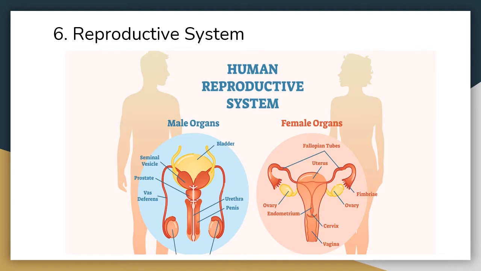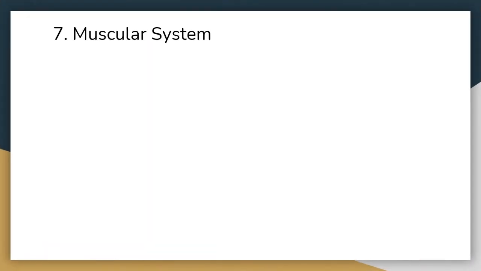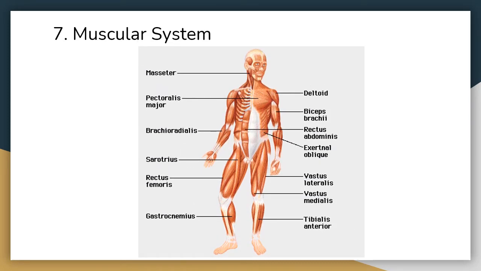Next, for the reproductive system, we have for the male organs, the testes and penis. For the female organs, the ovaries and uterus. And we have also those other organs of the reproductive system. For the muscular system, we have smooth and cardiac muscle tissue. And here, these are the parts of the muscular system.